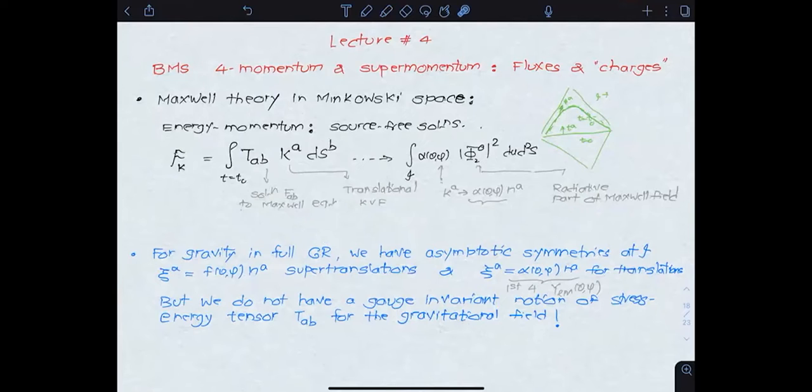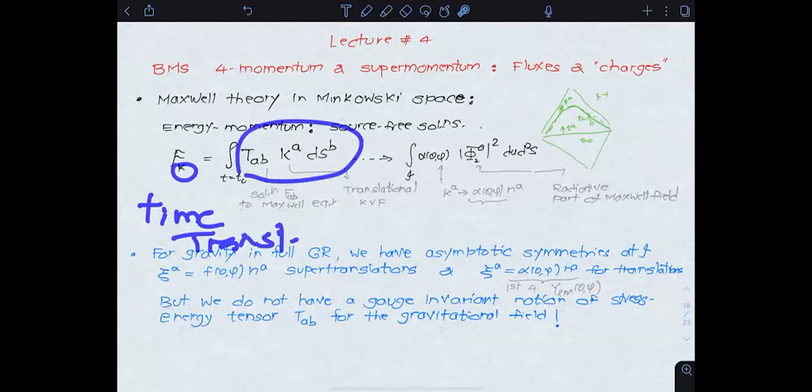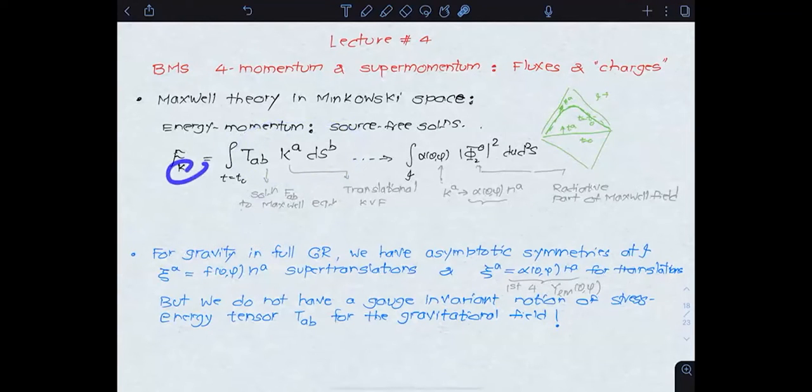And now we know that this is the conserved quantity. So if K, for example, is a time translation, then this would be the energy. If K is a space translation, then this flux up here, this quantity up here, would be the 3-momentum. If K were rotation, then this would be angular momentum.